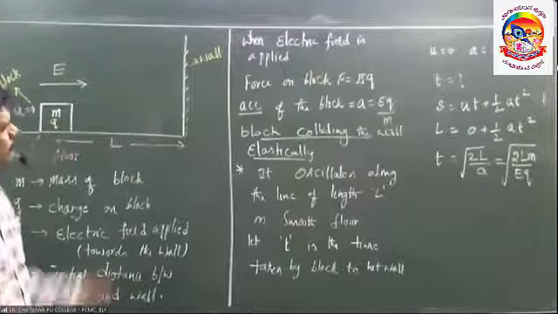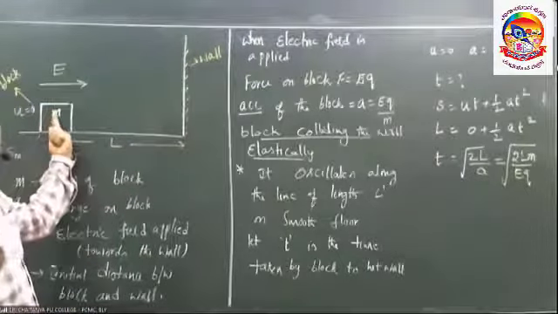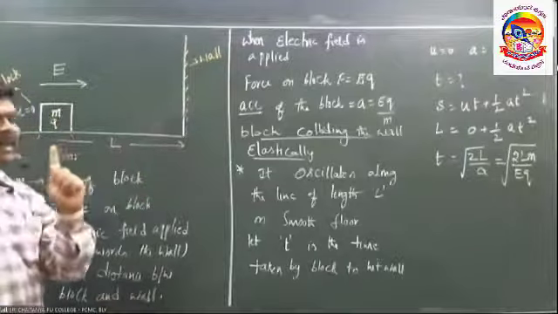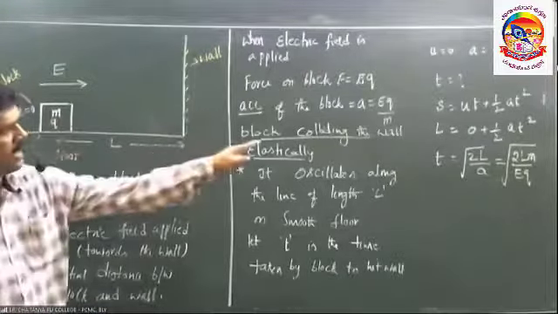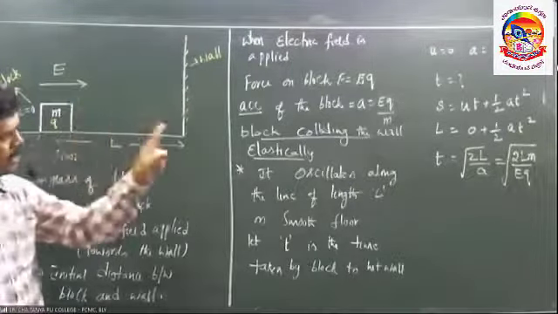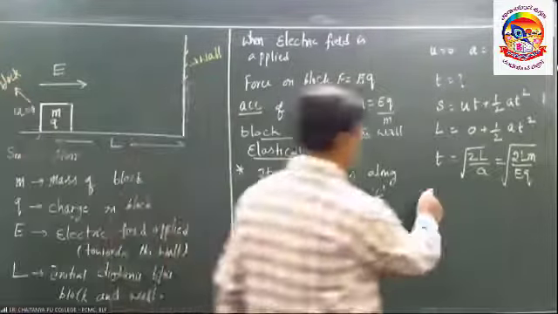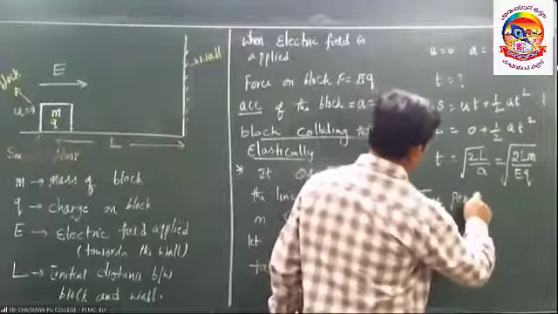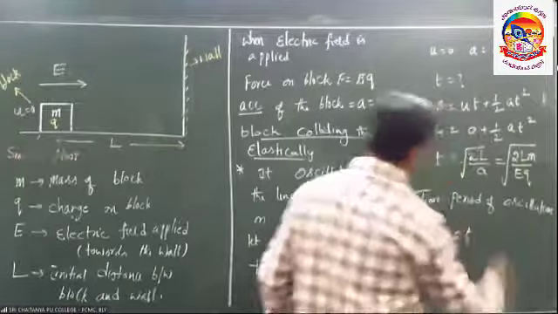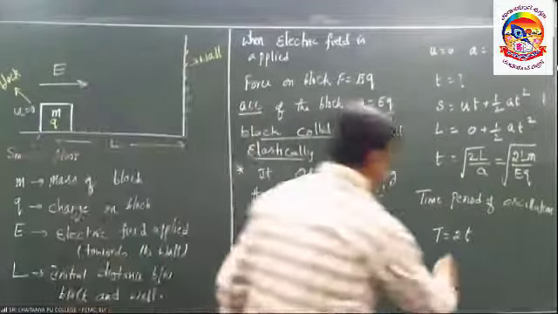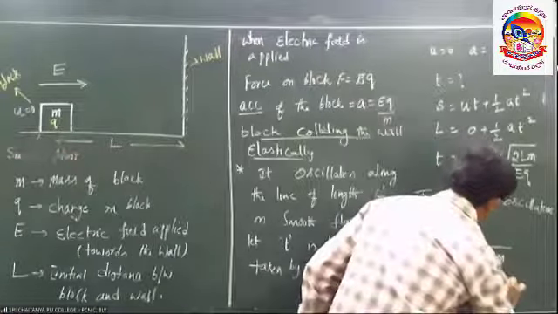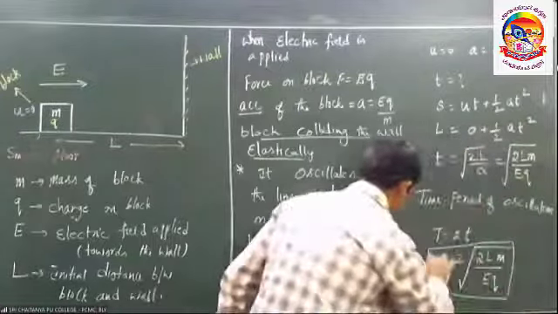Time period means what? Time for one oscillation. One oscillation means to go from here to here, and again come back to here. To go from here to here, the time is small t. As the collision is elastic, within the same time again it comes back, so again time is t. Then the time period of oscillation, T equals 2t, which is 2 into root over 2Lm by EQ. This is the time period of oscillation.